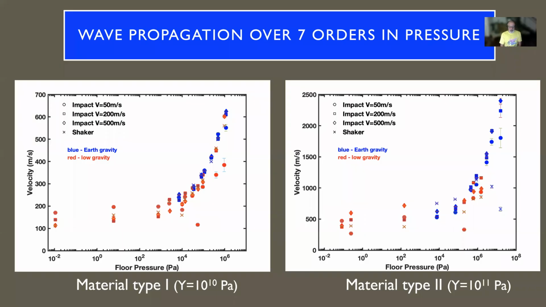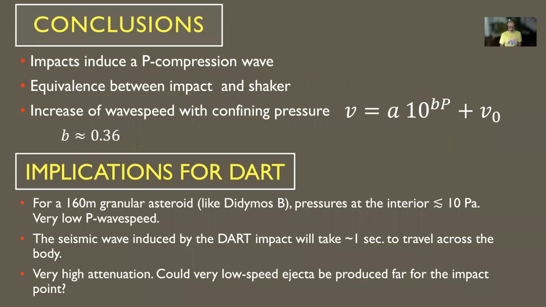In these experiments, you can see the propagation of the waves, and we can compute the velocity and the dependence with the confining pressure. Because of this numerical experiment, we can have up to 7 orders of magnitude of confining pressure, and you can see a strong dependence and an asymptotic value of the velocity when we approach a pressure close to zero.